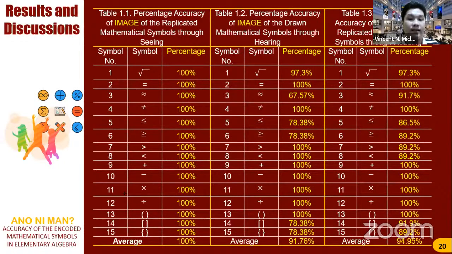On the other hand, drawn images from the hearing and reading procedures did not obtain 100% accuracy. For hearing, we obtained 91.75%, and for reading, 94.95%. Inaccuracies were especially noted for the radical sign, the relational symbols like greater than or less than, and the grouping symbols, brackets and braces.